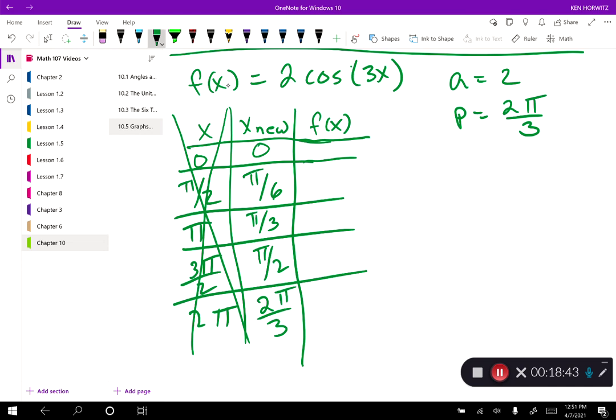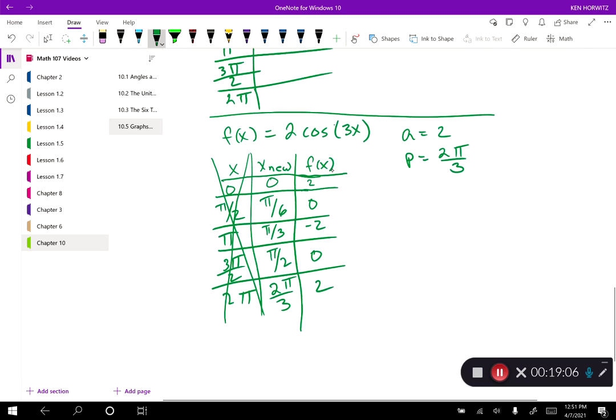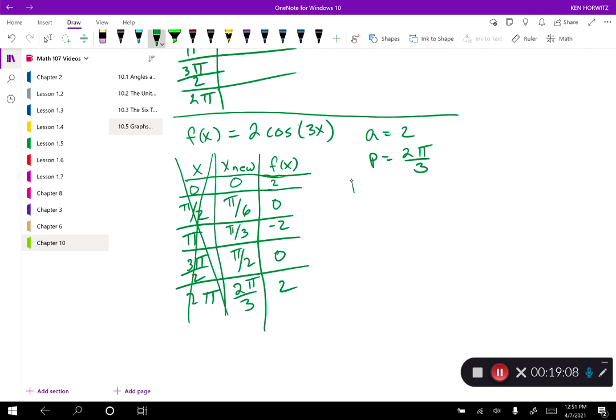All right, hopefully you ran the numbers. I got 2, 0, -2, 0, and 2. And now we're going to take our x values and put them on the x-axis and find the corresponding point on the y-axis to plot our points. And then we are going to make our graph. Try to make it over here. So I'm going to go up 2, and I'm going to go down -2.